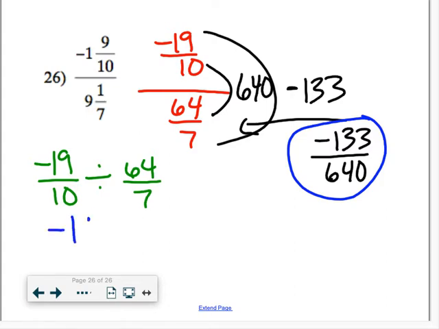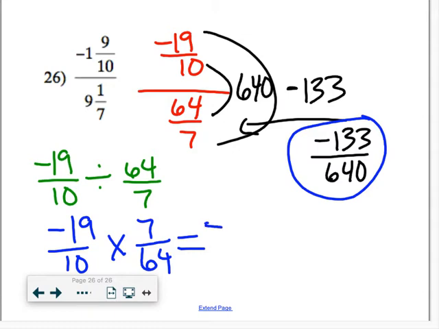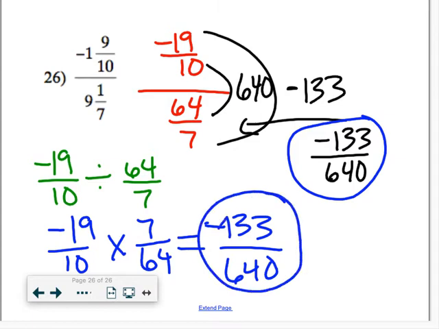You do it this way, leave, remember, change, and flip. By the way, you'll see me alternate between the times sign and the dot. It's kind of just habit, I do both. So then on top, you should get that negative 133, and on bottom, 640. Icky. But sometimes that happens. That's why you've got that blue calculator if you need it. You guys are smart enough. You can all do it by hand, though. I know that.